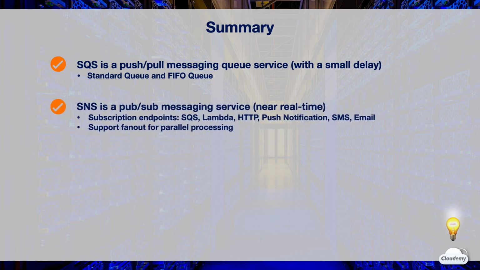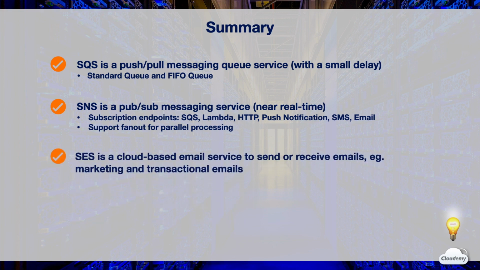SNS is a pub/sub messaging service. You have publishers send notifications to a topic, and SNS delivers messages in near real time. SNS can fan out messages to many subscription endpoints for parallel processing, including SQS, AWS Lambda, HTTP endpoints, mobile push notifications, text messages and emails. SES is a cloud-based email service that enables you to send or receive custom emails from within an application, such as marketing and transactional emails.